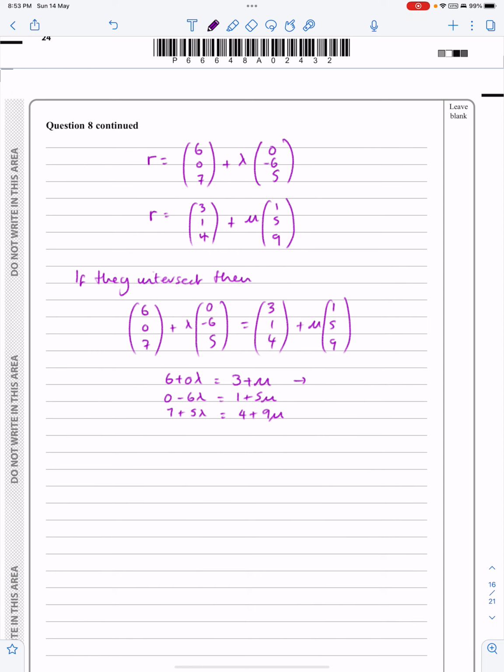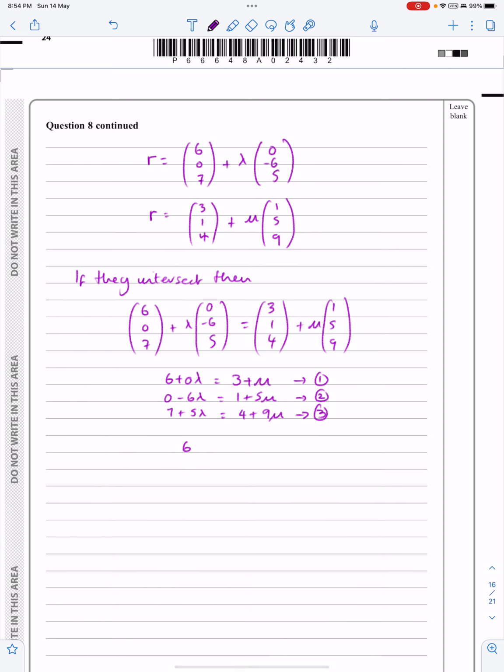Now, if you're confident at doing this work, you might choose the easiest 2 equations to work out lambda and mu, and then put it into the other one. For my teaching, I always say to my students, just concentrate on 1 and 2, solve it for that, and then test it in number 3. It makes it a little bit easier for them to remember the process we're going through. Number 1 actually gives us it anyway.